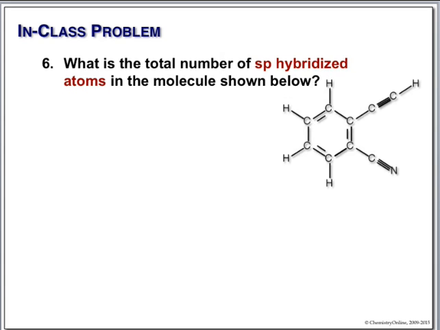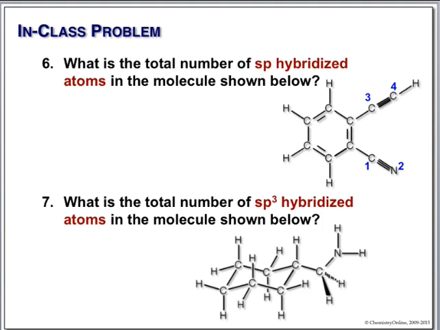Different molecule here. How many sp hybridized atoms do we have? 4. We have 4 of them, that's right. These are all sp2. This is our carbon-carbon triple bond. And this is a carbon-nitrogen triple bond. Again, they're all sp atoms.